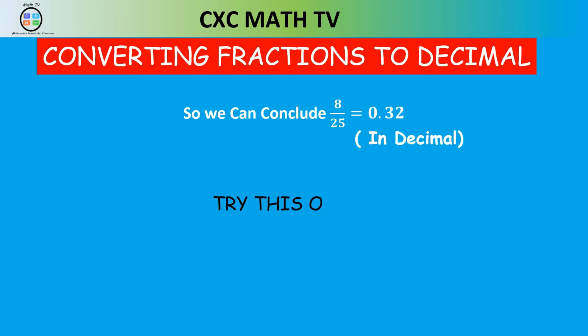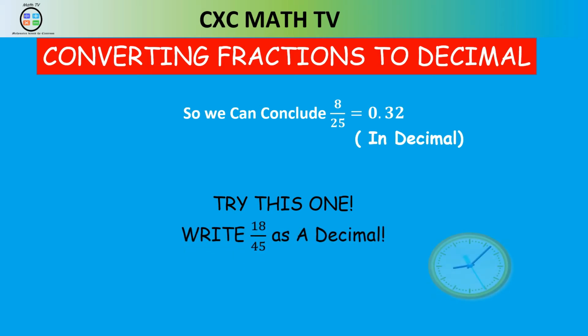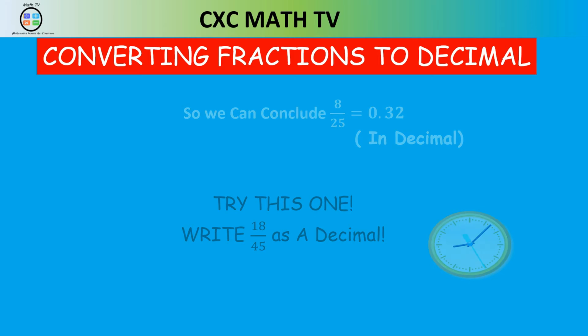So here's one for you to try. Write 18 over 45 as a decimal. Alright, 5 seconds, the clock is ticking. Just pause the video and attempt. Okay, lovely. So we all should have paused and attempted.